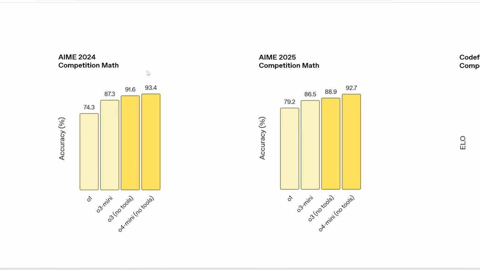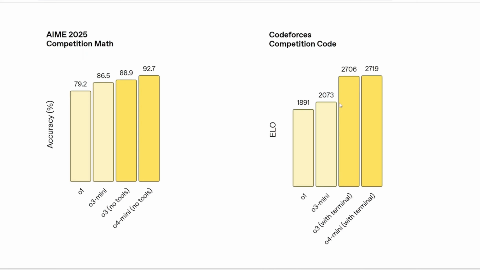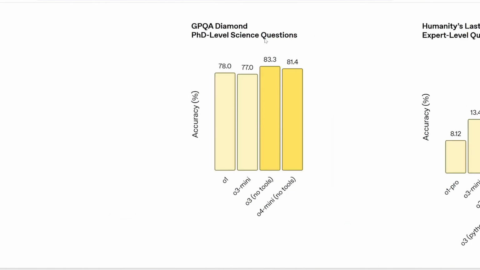Notice also that the max you can get for the AIME benchmark is 100%, so we are really close to saturating this benchmark already. Also note that for competitive coding, this is a huge jump by over 700 ELO points compared to o1 and o3-mini. So it's particularly impressive in terms of competitive coding. In terms of graduate level science questions, the improvement isn't as much.